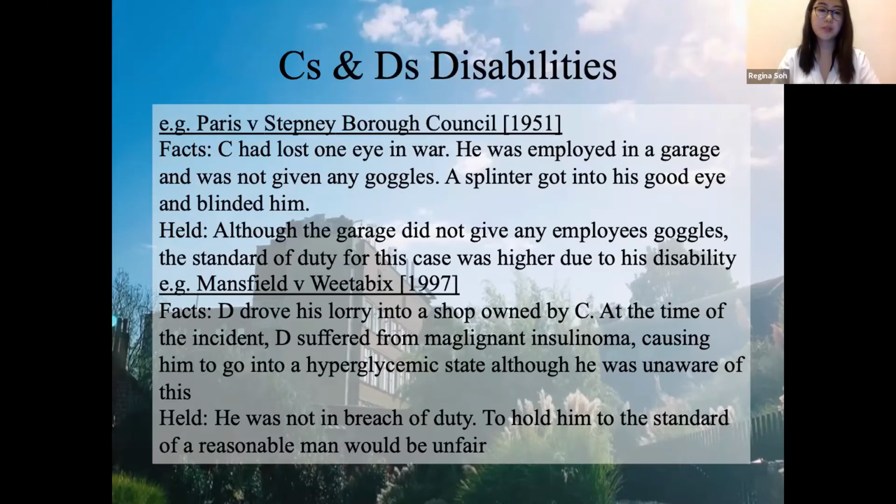So at the time of the incident, the defendant suffered from a malignant insulinoma, which is basically a health condition which causes him to go into a hyperglycemic state. And he's unaware of this, which caused him to crash the car. As a result, the judge took this into account and said that he was not in breach of duty because he didn't know it would happen. So it would be unfair to charge him for that.